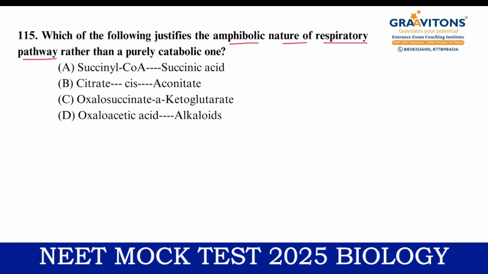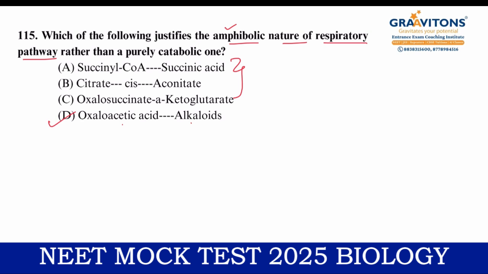In the given options, the anabolic reaction we have to choose because it is justifying amphibolic nature. Most of the reactions in respiration are all catabolic, so we have ample examples. Even all these are also examples of catabolic reactions. So which is proving the amphibolic nature is formation of alkaloids from oxaloacetic acid.